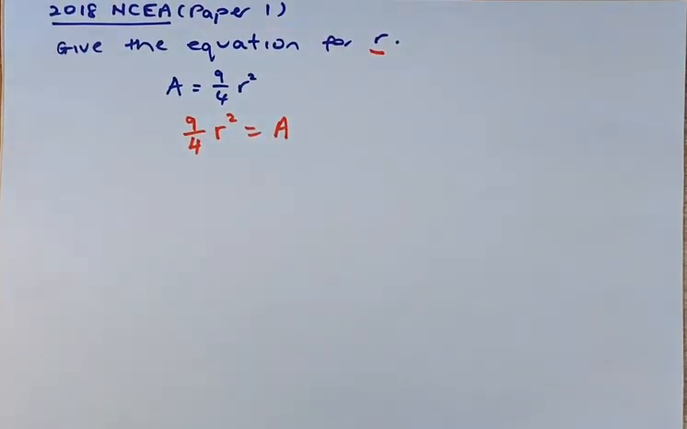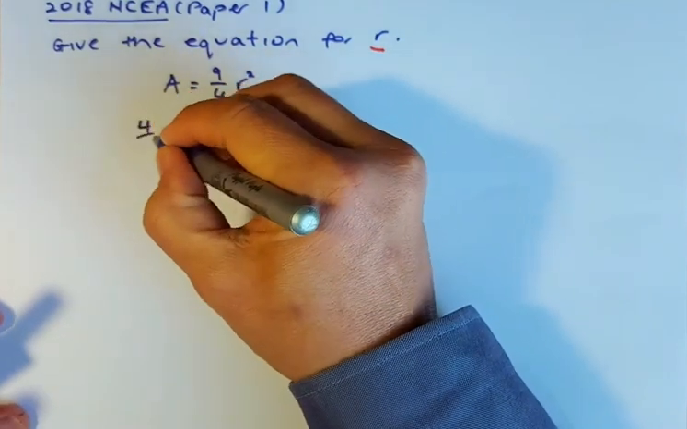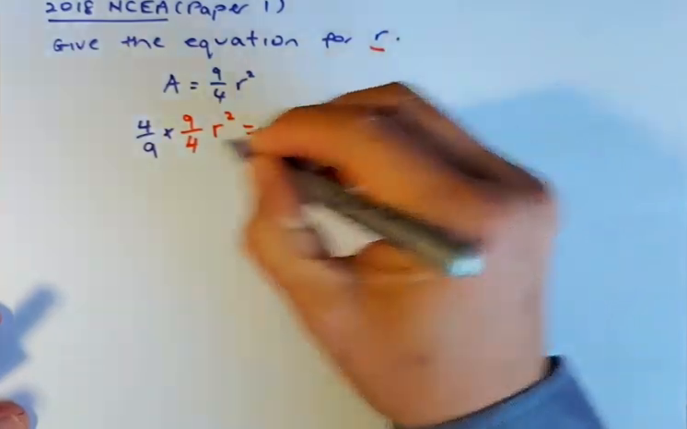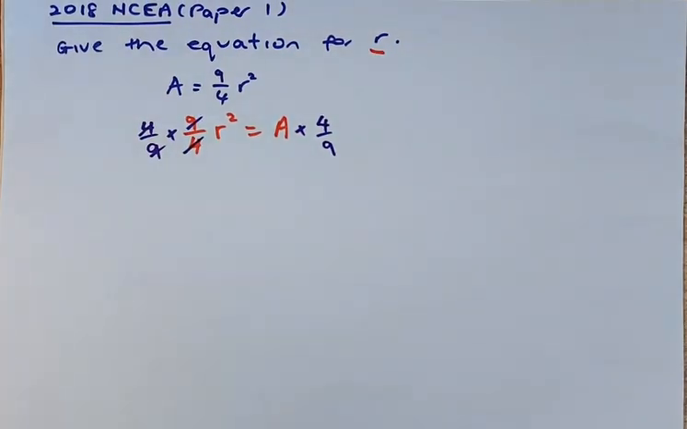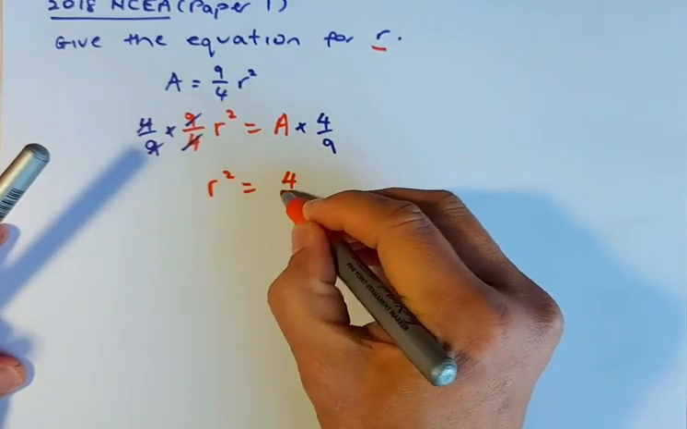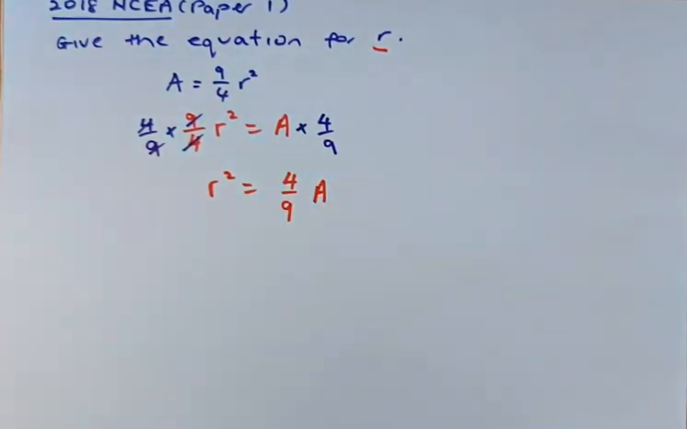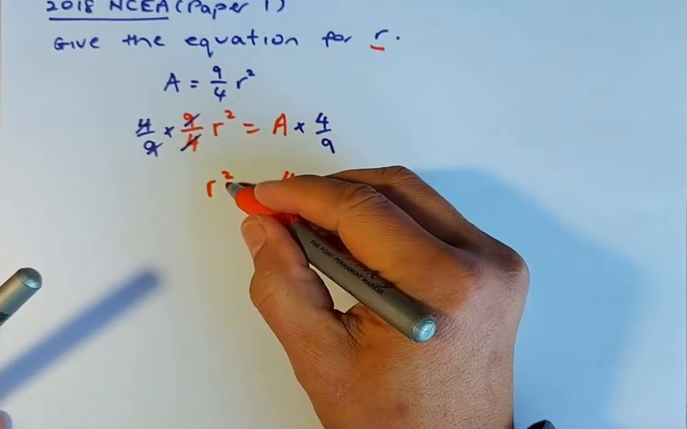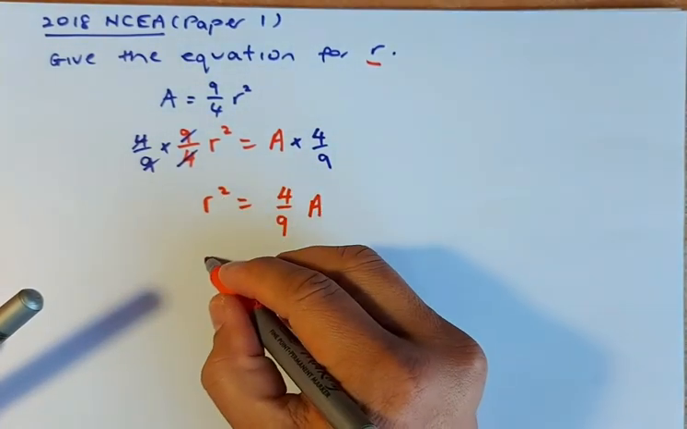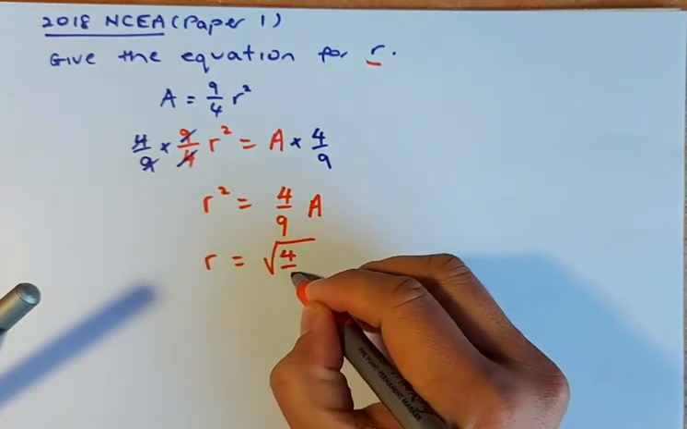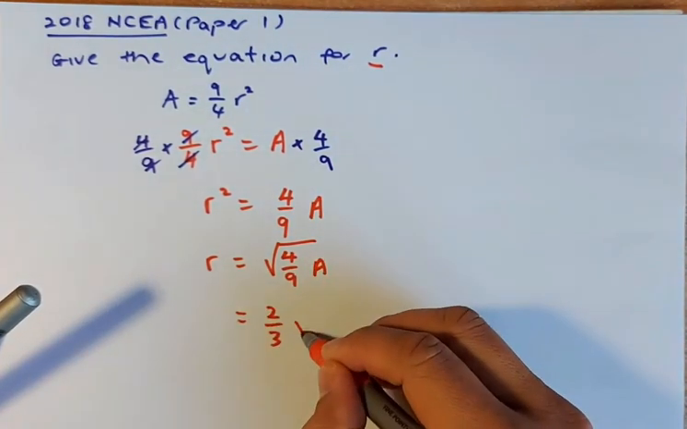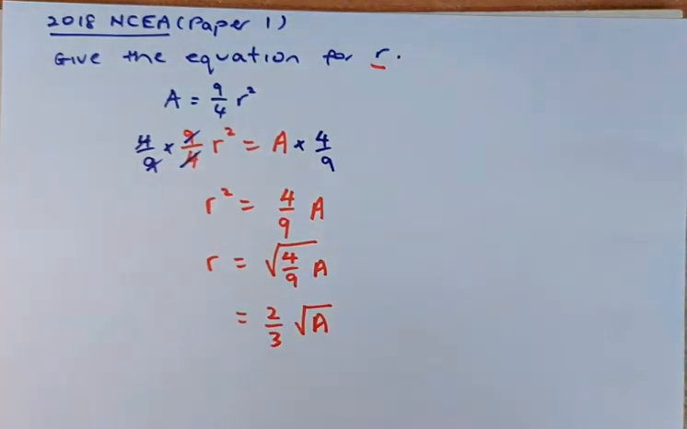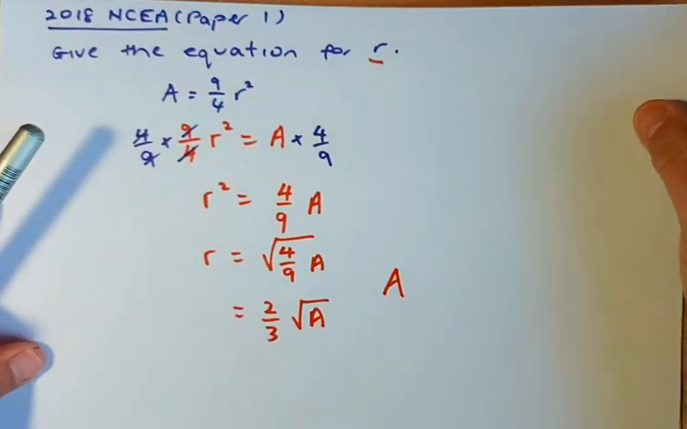Now, you need to get rid of 9 over 4. The reverse of 9 over 4, you have to multiply by 4 over 9. Because when you multiply them, you put in your calculator, 4 over 9 times 9 over 4, they will cancel out, and that becomes 1. So what's left is going to be R squared equals 4 over 9 A. And then the next step you need to do, you need to get rid of the square. The reverse of a square is the square root. So you're going to be R equals square root of 4 over 9 A. Or if you know that the square root of 4 over 9 is 2 over 3, that is also acceptable. So both of them will give you an Achieved in NCEA Level 1.